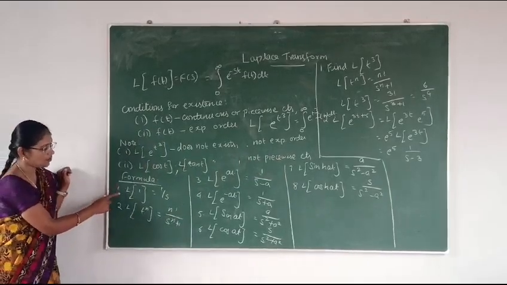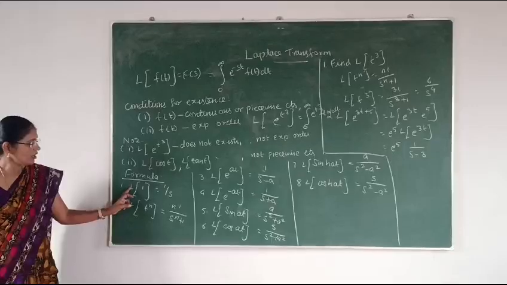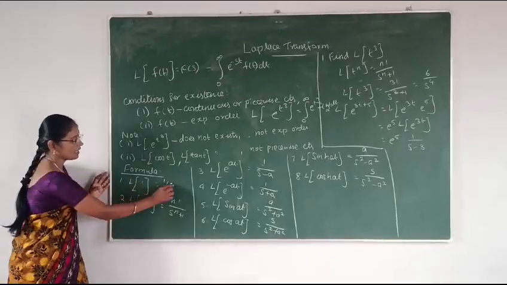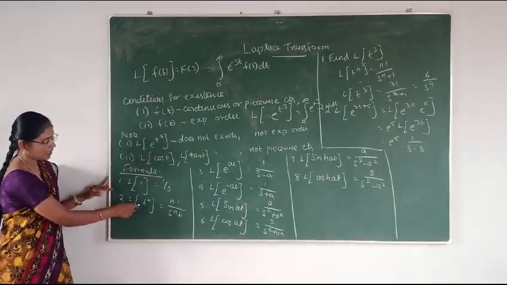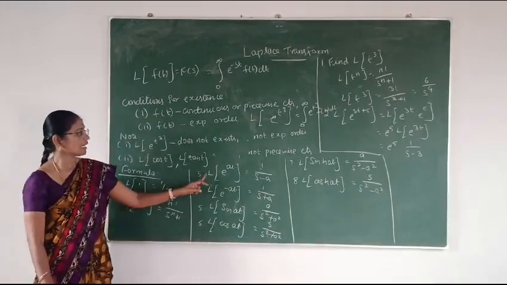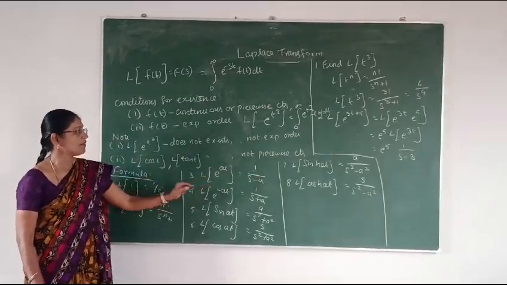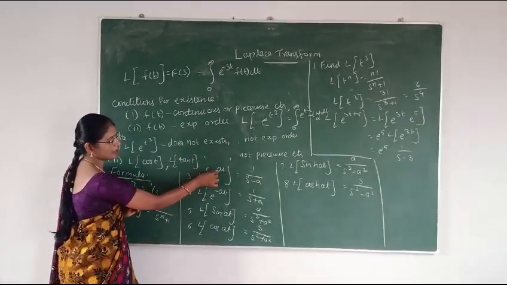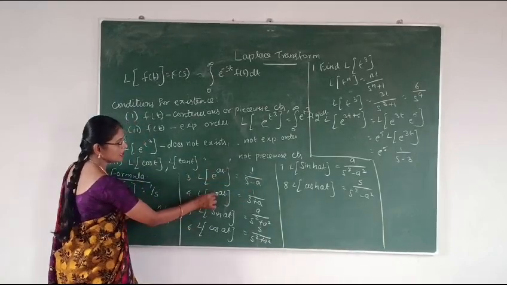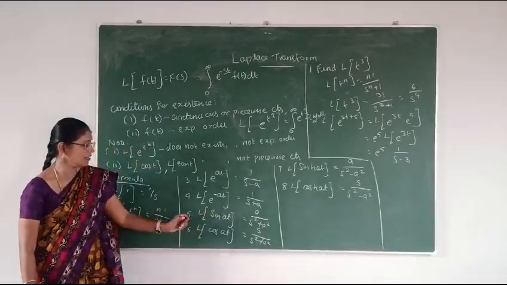Now there are various formulas for the Laplace transform. We'll see them one by one. L of 1 is 1 by s. L of t power n is n factorial by s power n plus 1. L of e power at is 1 by s minus a. If it is e power at, 1 by s minus a. If you have e power minus at, 1 by s plus a.